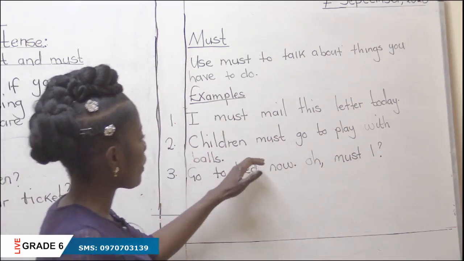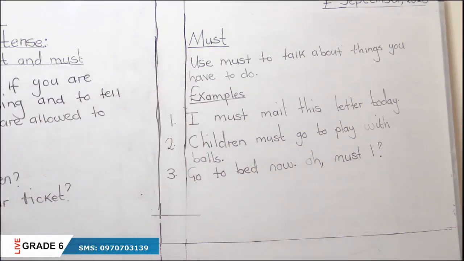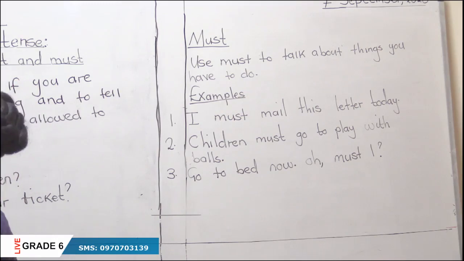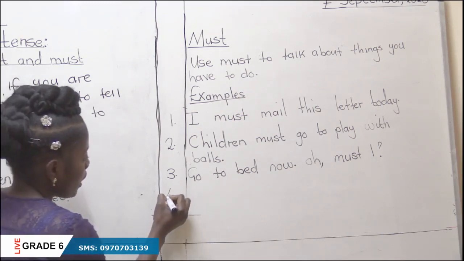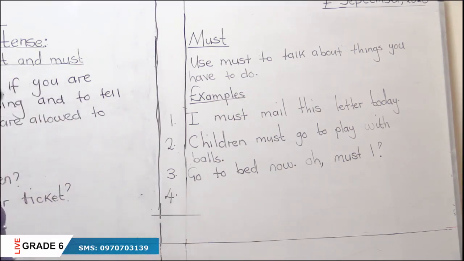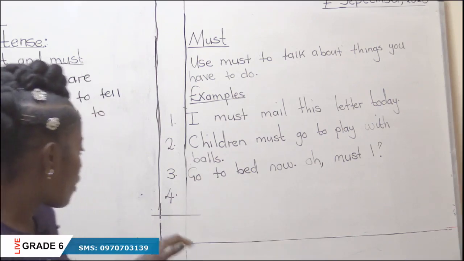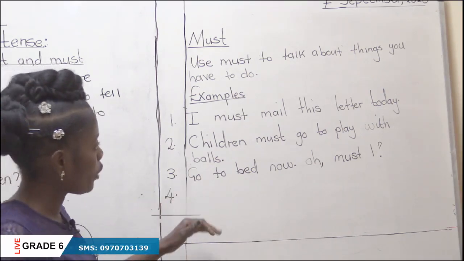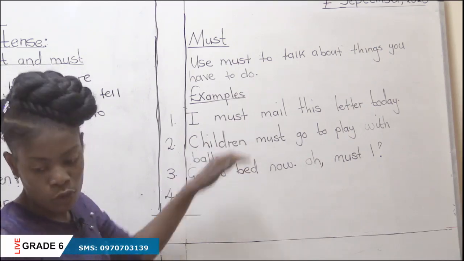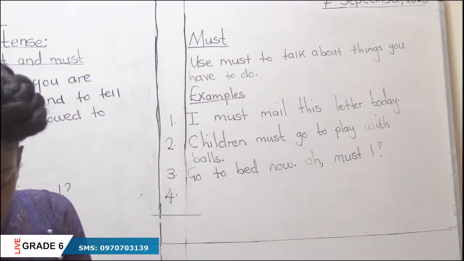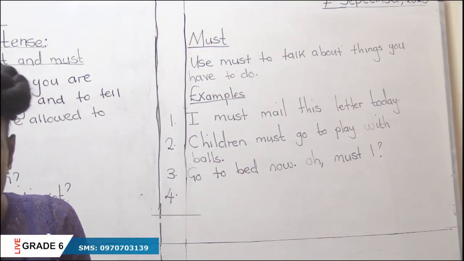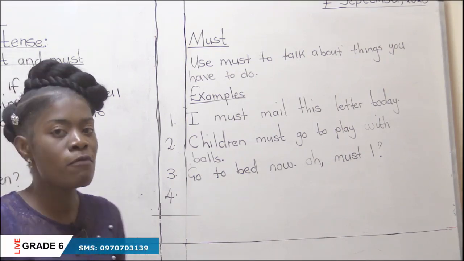Example 2, children must go to play with balls. Third example of must: go to bed now, or must I? Fourth example on how to use must. Remember, boys and girls, you should also find a sentence where you can use must, and you should SMS me on this line, 0970703139. I want to see if you have been following.